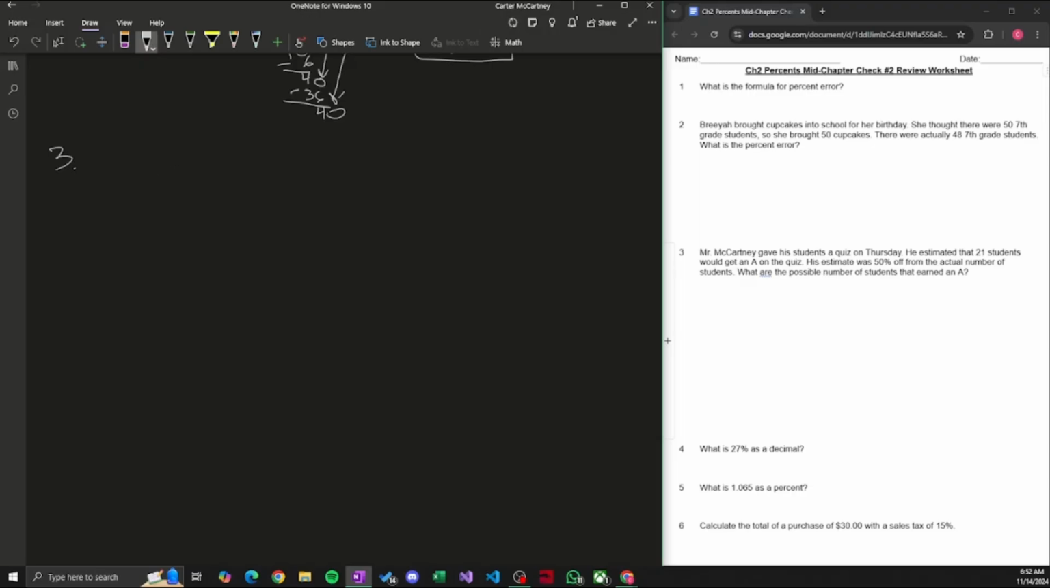That's a lot. So they're taking a quiz. He estimated 21 students would get an A. So his estimate is 21 students. His estimate was 50% off. So that means the percent error is 50%. We want to know what are the possible numbers of students that earned an A. So the actual, we don't know yet.